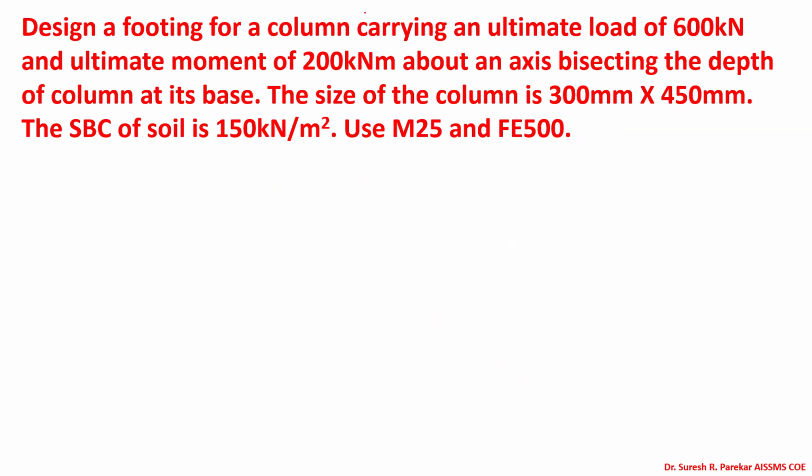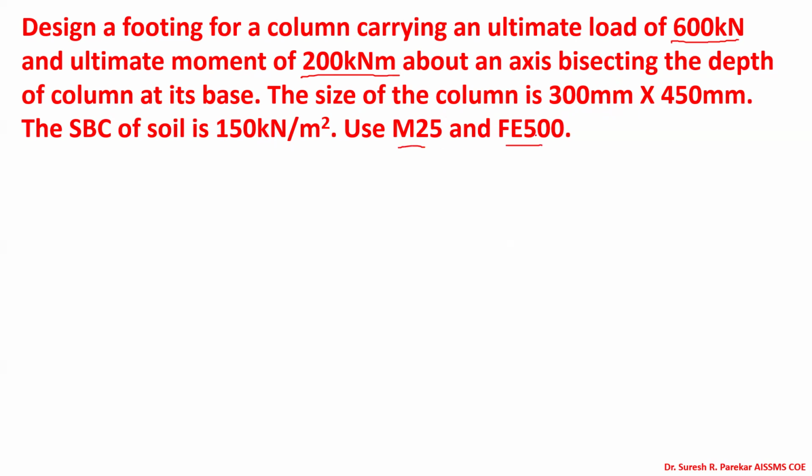for a column carrying an ultimate load of 600 kilonewton, which is the axial load, and a moment of 200 kilonewton meter about an axis bisecting the depth of the column at its base. The size of the column is 300 millimeter by 450 millimeter. The SBC of soil is 150 kilonewton per meter square. Use M20 and Fe 500.